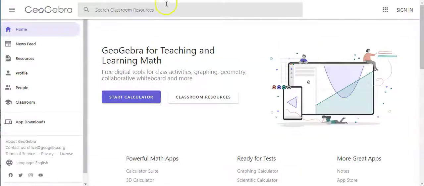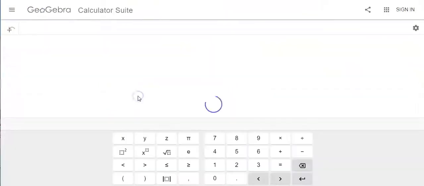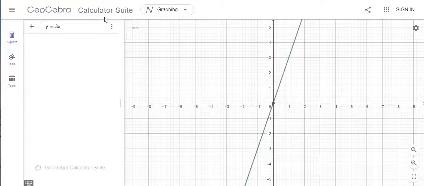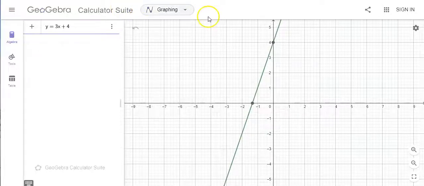This is GeoGebra, and as you can see, it has some calculators and classroom resources. So we're going to start off by looking at some of the calculators. They've got some really cool calculators. So we're going to put in an equation. We're going to put in y equals 3x plus 4, and it graphs it. We're just doing a simple linear equation.